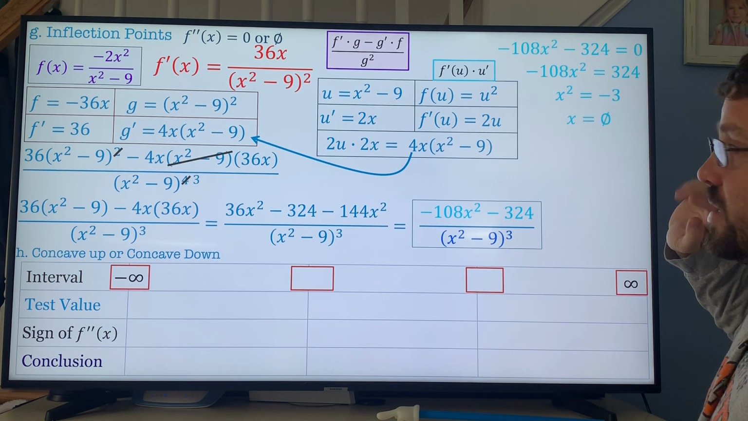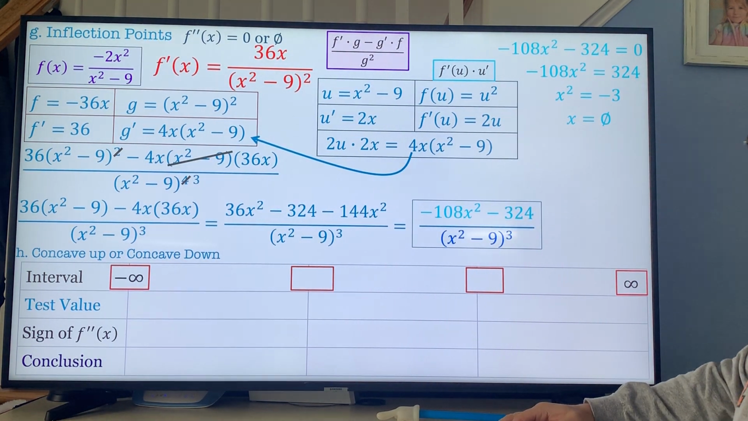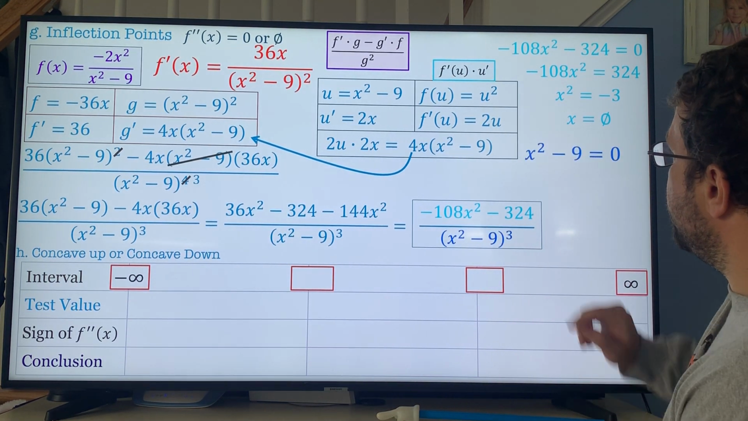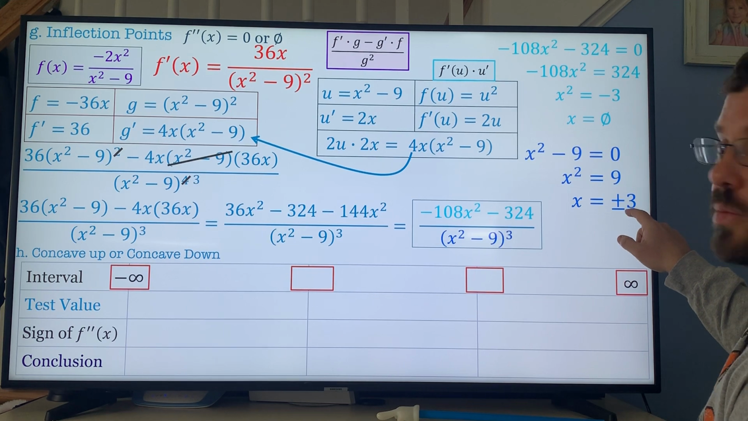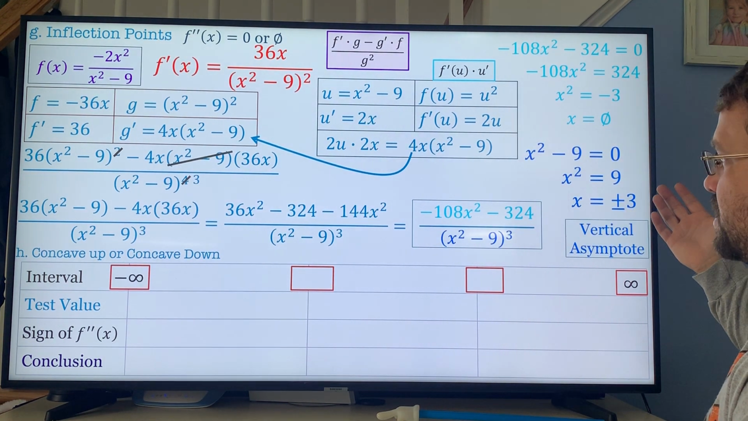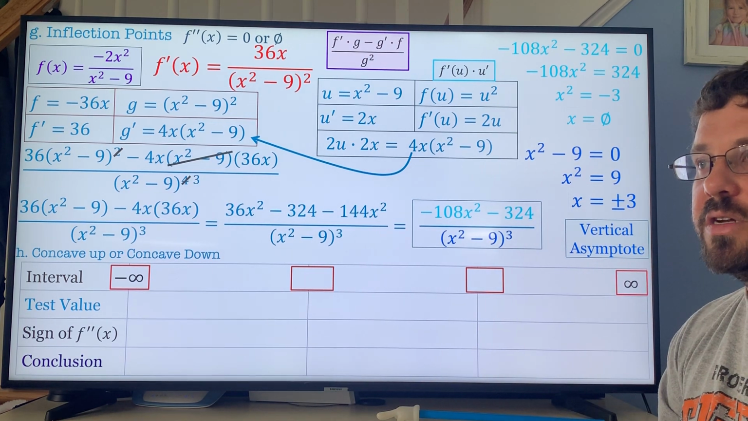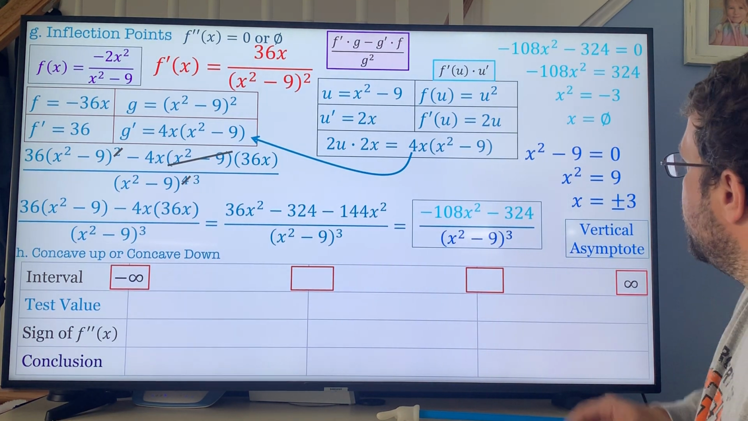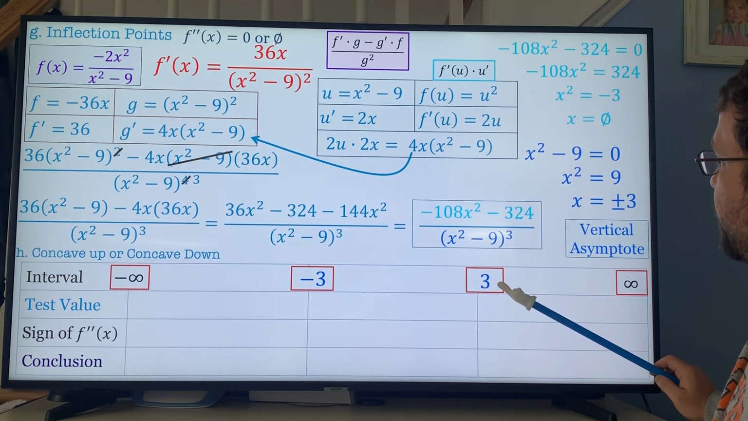Because it's negative, it's undefined. There are no inflection points, no inflection numbers out there. Set the denominator equal to 0. Add 9, square root it. You get plus or minus 3. Remember we said what are those? Those are asymptotes. So there actually are no inflection points, but you are going to change your concavity at the asymptotes. So we got negative 3 here, and we got positive 3 here.